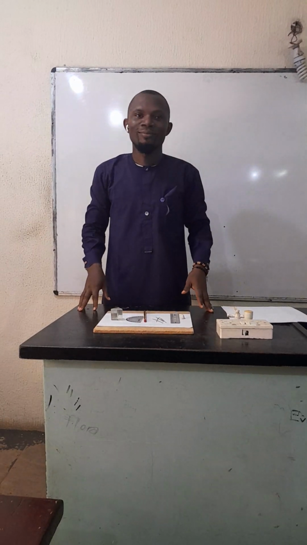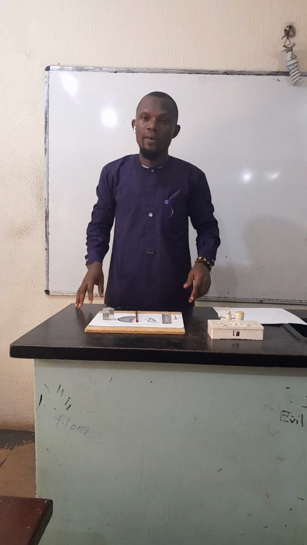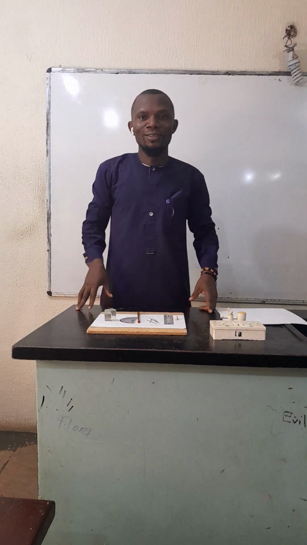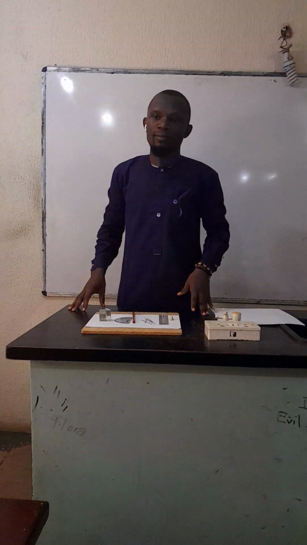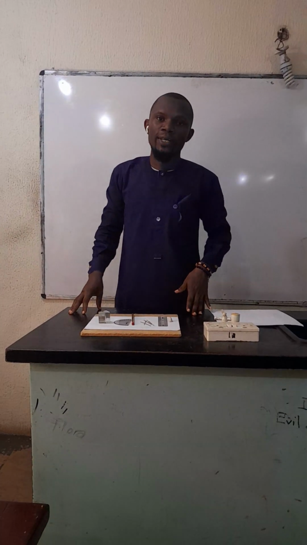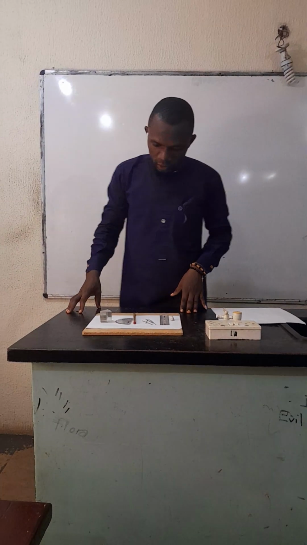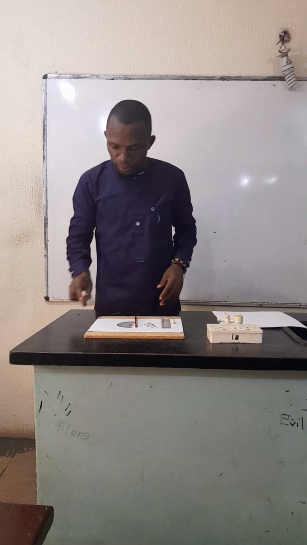I am Mr. Brown, the greatest physicist of all kind. I am here to carry out an experiment on refraction of light using a triangular what? Prism. I'm using a triangular prism on that. So as you can see, this is a triangular prism.